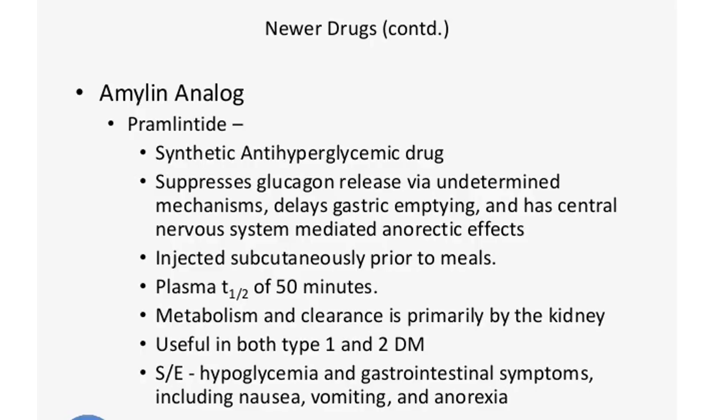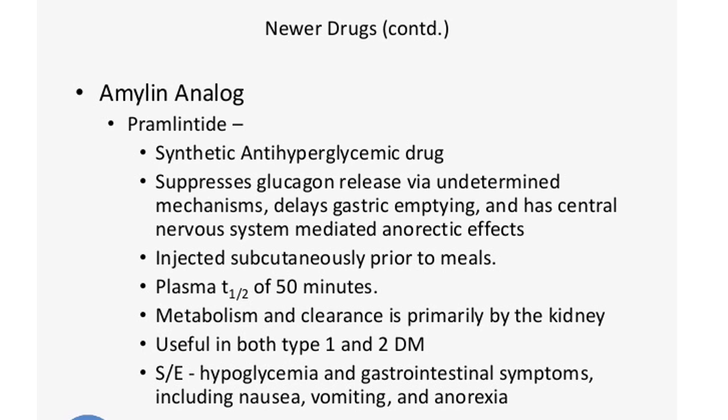The next group of class is amylin analogs, and the drug name is pramlintide. These are synthetic antihyperglycemic drugs. They suppress the glucagon release via undetermined mechanism. They delay the gastric emptying and have a central nervous system mediated anorectic effect. And they are also injectable.